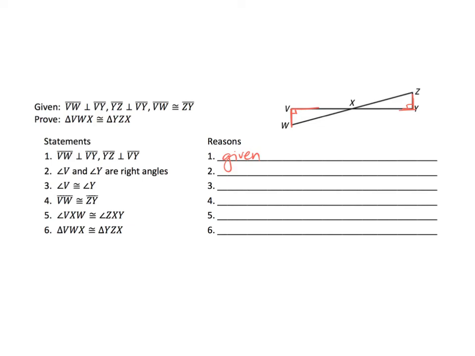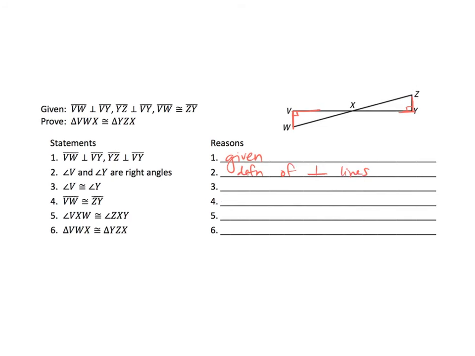So we know that angle V and angle Y, you might have noticed I drew them in as right angles, and that is because of the definition of perpendicular lines. For angle V and angle Y to be congruent to each other, that is because all right angles are congruent because they're all equal to 90 degrees. Okay? Our next statement that VW is congruent to ZY, that is a given statement.